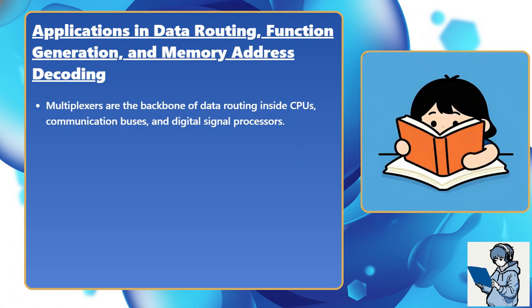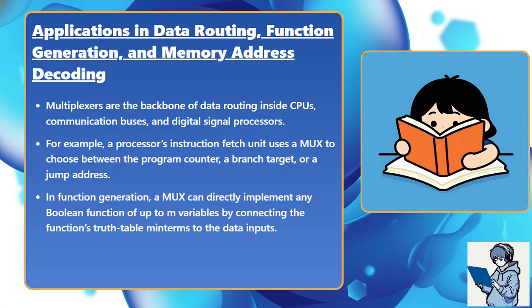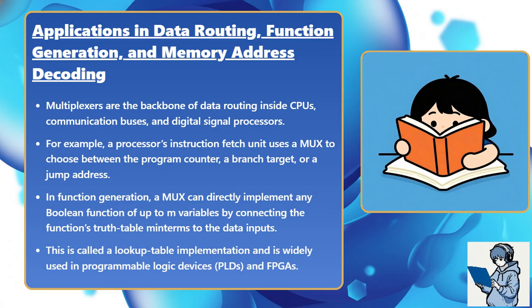Multiplexers are the backbone of data routing inside CPUs, communication buses, and digital signal processors. For example, a processor's instruction fetch unit uses a MUX to choose between the program counter, a branch target, or a jump address. In function generation, a MUX can directly implement any Boolean function of up to m variables by connecting the function's truth table minterms to the data inputs. This is called a lookup table implementation and is widely used in programmable logic devices, PLDs and FPGAs.